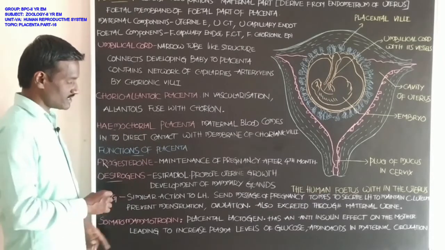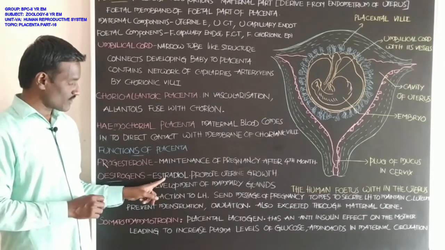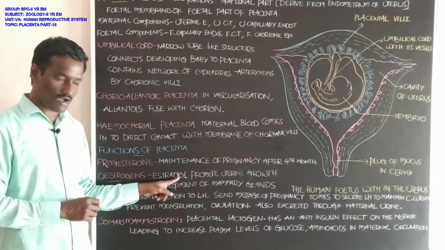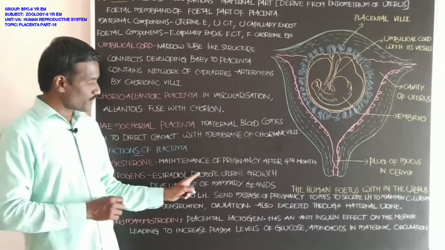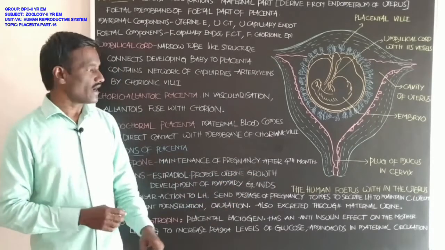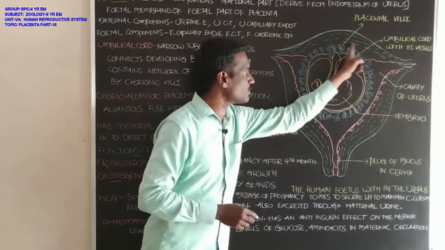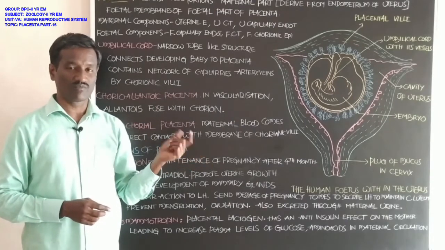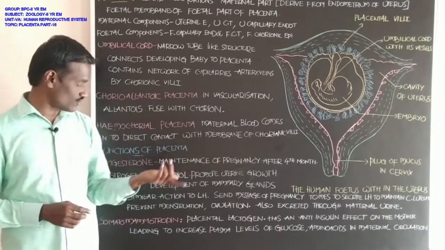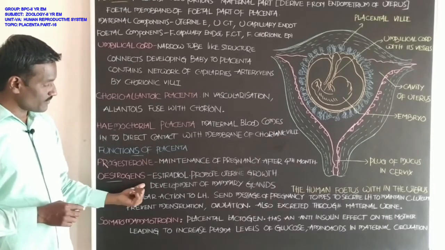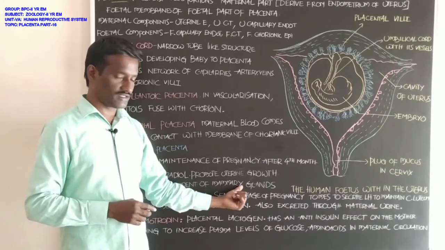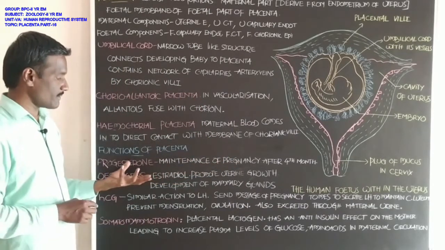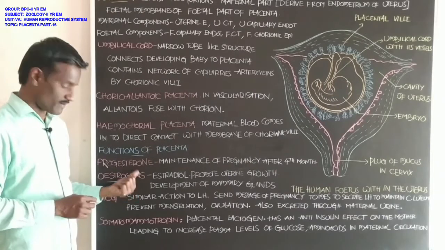Next, estrogens, also called estradiol. Estrogen promotes uterine growth, growth of the wall of the uterus, and changes in the endometrium of the uterus. Mammary glands are also developed by estrogen. It also helps in pregnancy.